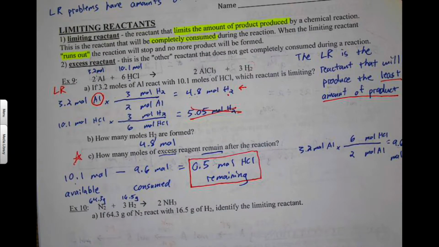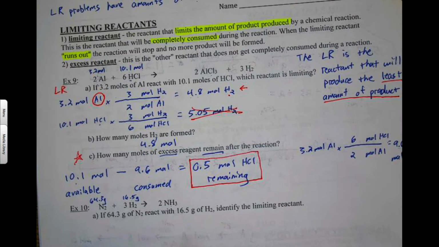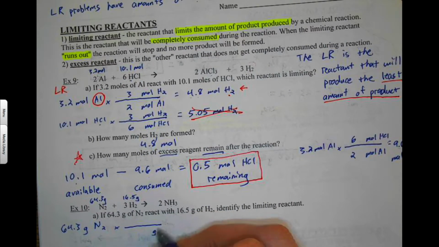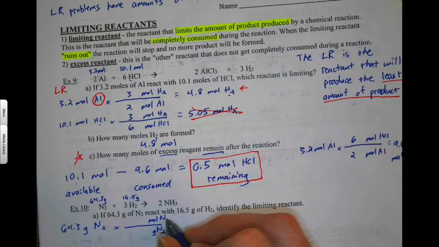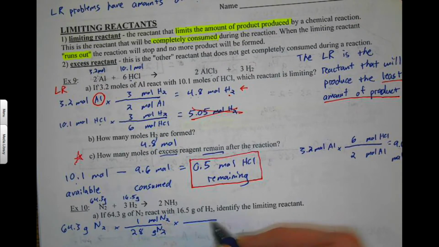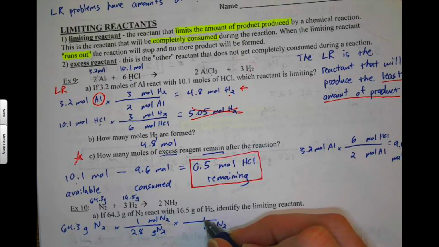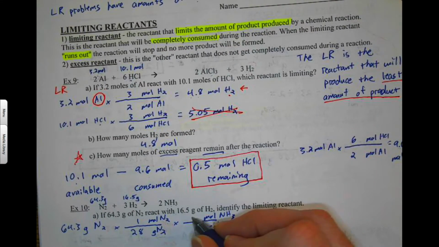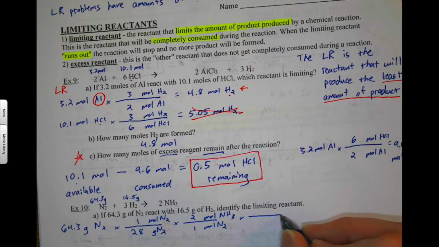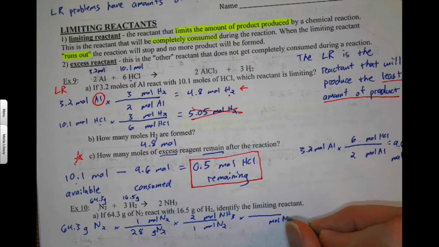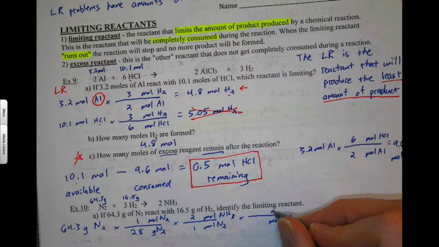So let's see how much ammonia we would produce. We're going to start with 64.3 grams of nitrogen, and we're going to change grams of nitrogen into moles of nitrogen. The molar mass for nitrogen is 28. And then we're going to change moles of nitrogen into moles of ammonia. That's our product. There's only one product this time. That's a 1 to 2 ratio. Coefficient is 1, coefficient is 2. Then it's moles of ammonia to grams of ammonia.